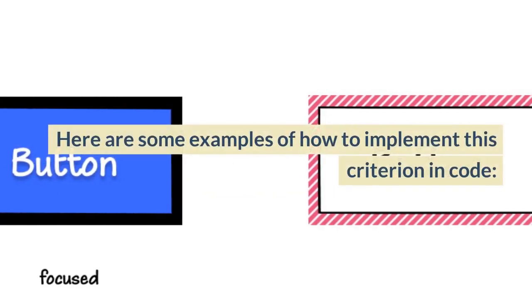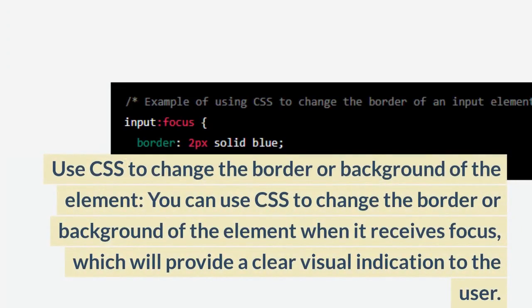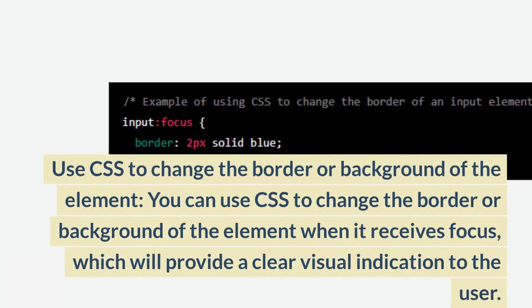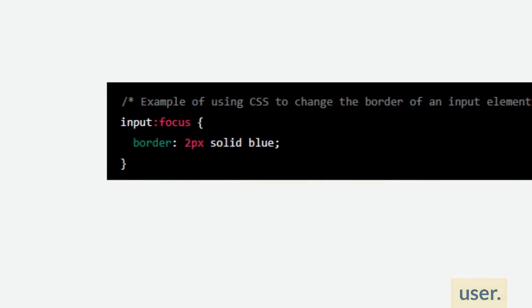Here are some examples of how to implement this criterion in code. Use CSS to change the border or background of the element. You can use CSS to change the border or background of the element when it receives focus, which will provide a clear visual indication to the user.